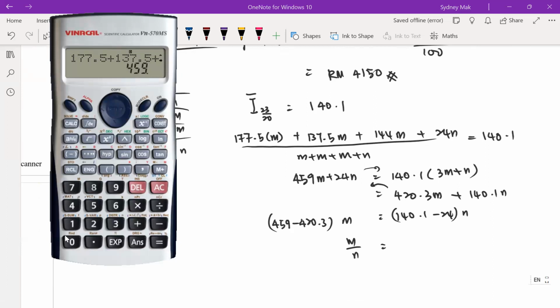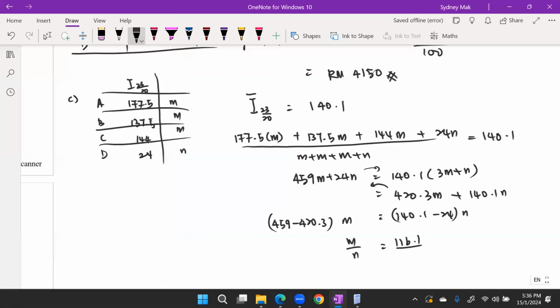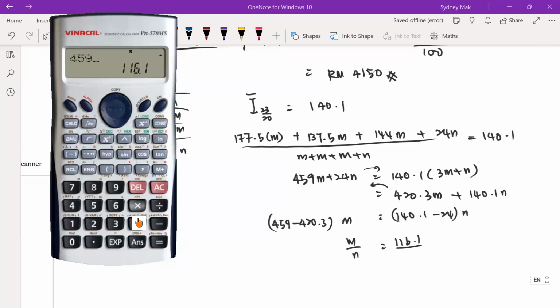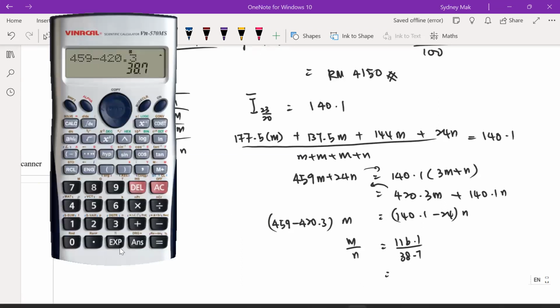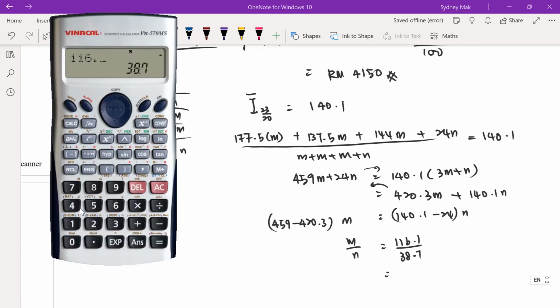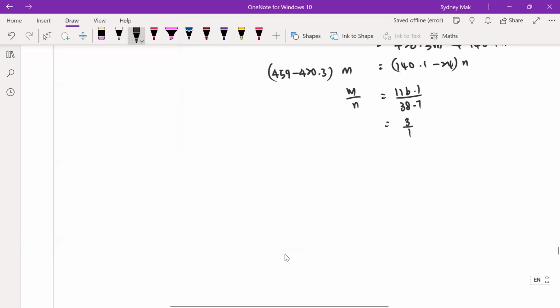So we shall take 140.1 minus 24. We have 116.1 over 459 minus 420.3, 38.7. Let's use the calculator to simplify this. So we shall take 116.1, you put in the fraction, and the calculator will simplify for us. Okay, we got 3. That means 3 over 1, which means the ratio of M to N is 3 to 1.